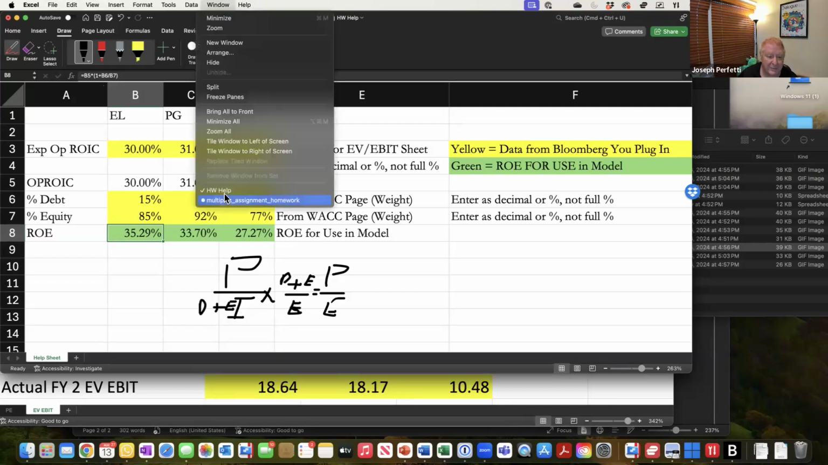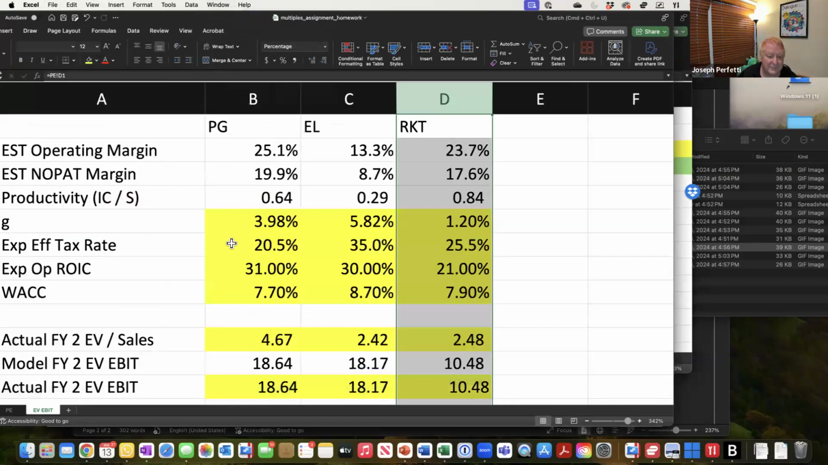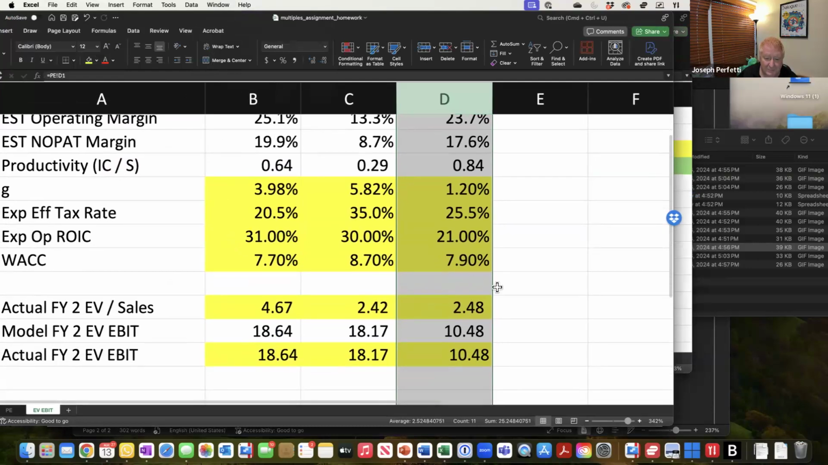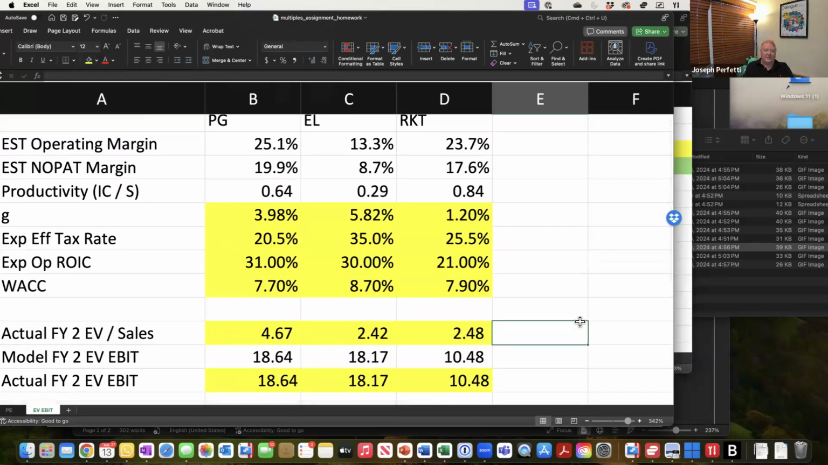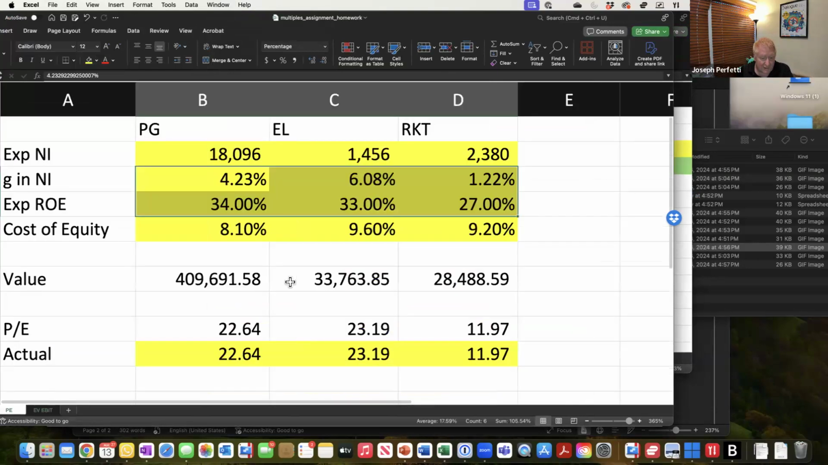All right, so let's go back and talk through the analysis. Once you have these numbers, I'll do the analysis based on my solution here. Why is Procter & Gamble trading at a slight premium to Estée Lauder? And it's slight. Their multiples, let's start with PE, are pretty close together. Estée Lauder is at a slight premium to Procter & Gamble, 23.19 versus 22.64.